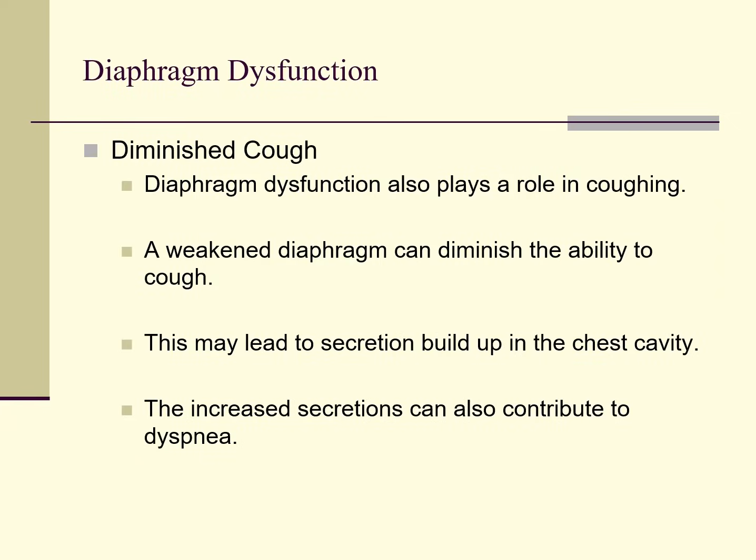So that's issue 1, the shortness of breath. Issue 2 is coughing. Many patients with diaphragm weakness can develop a weakened cough. I mentioned earlier that vocal cords play a role in coughing, but the diaphragm can also play a role in coughing. So what is the big deal if you have a weaker cough?